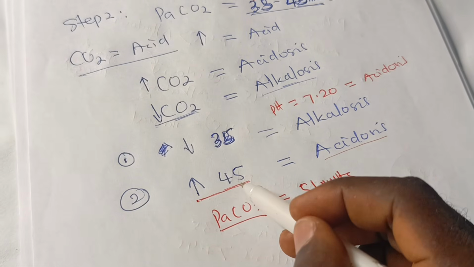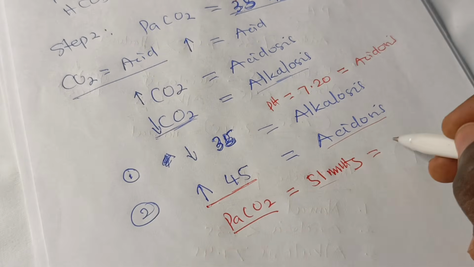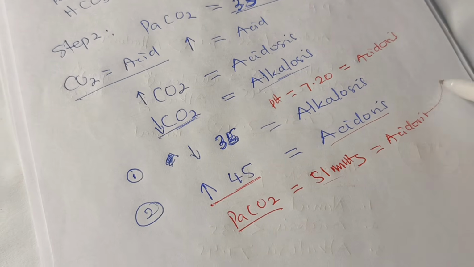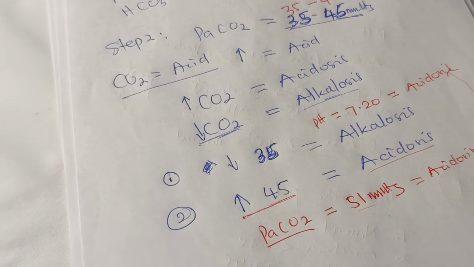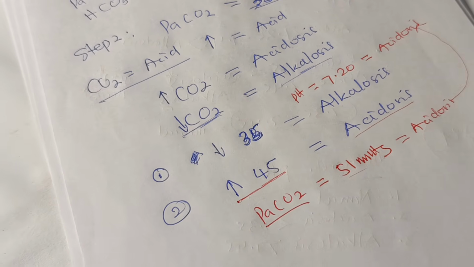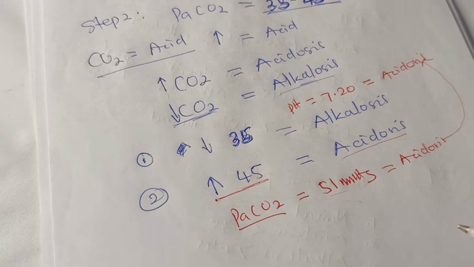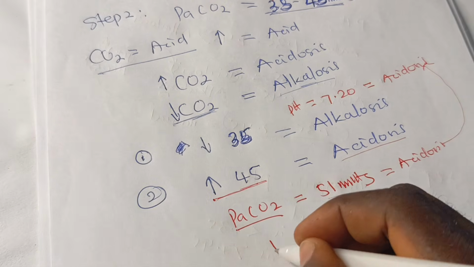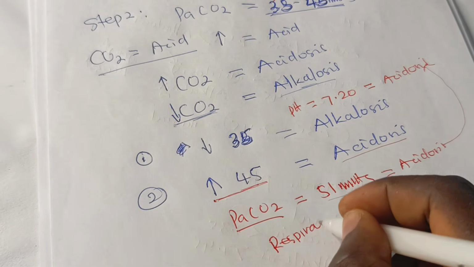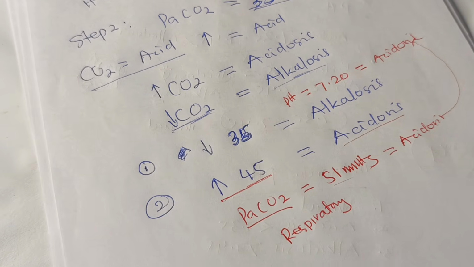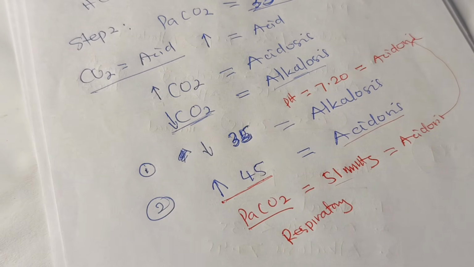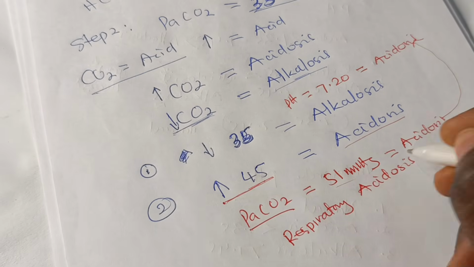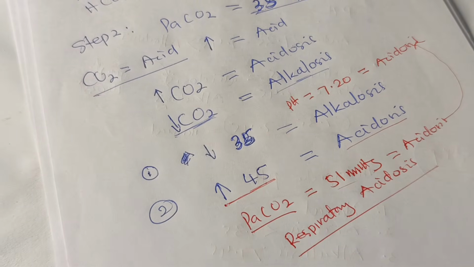Is it more than 45? Yes. So what would this be? Acidosis. Is it the same as this one? Yes, it is. Therefore, we can conclude at this point that the acidosis happening in that patient is coming from the respiratory origin. Hence, we'll add it to the acidosis we got, and then we'll say respiratory acidosis. This will be the interpretation.